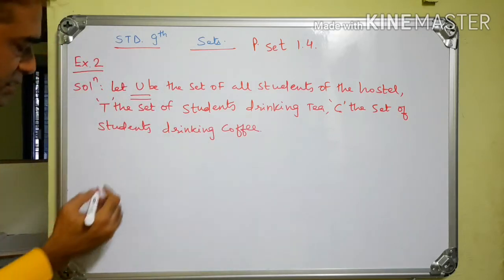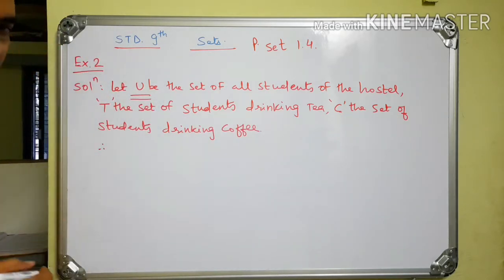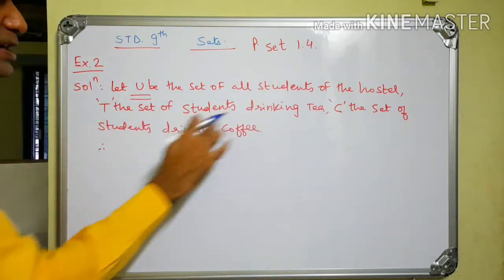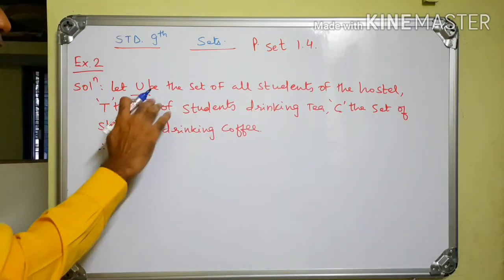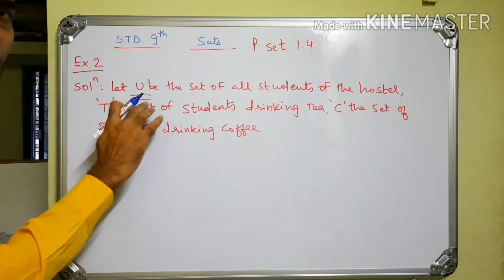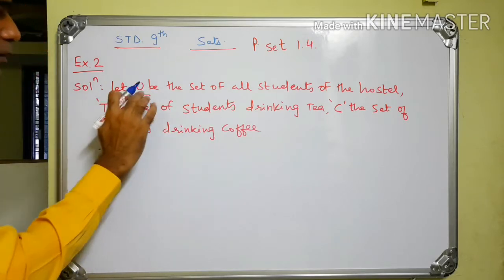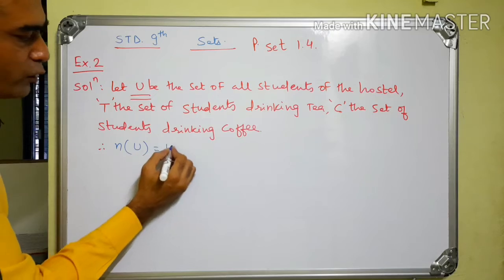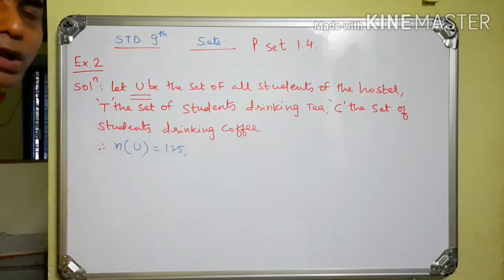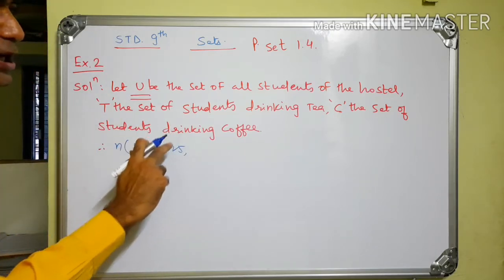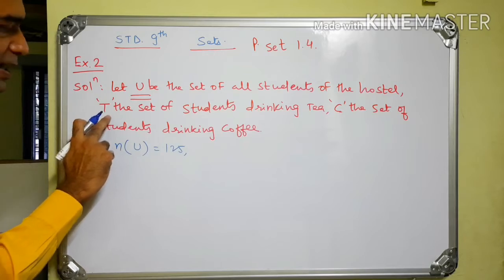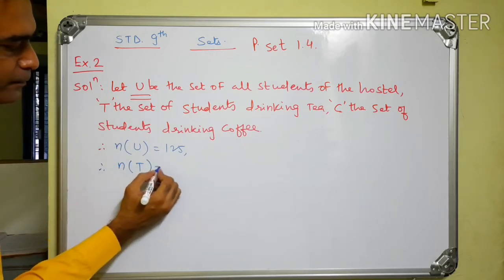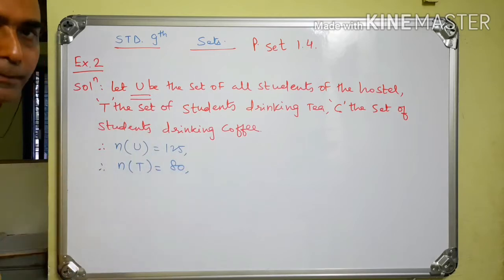So let's start now. Therefore, all students of the hostel is the universal set. So how many students are there? 125. So the number of elements in set U equals 125. Now we have taken the set of students drinking tea as T. Therefore, the number of elements in set T equals 80.